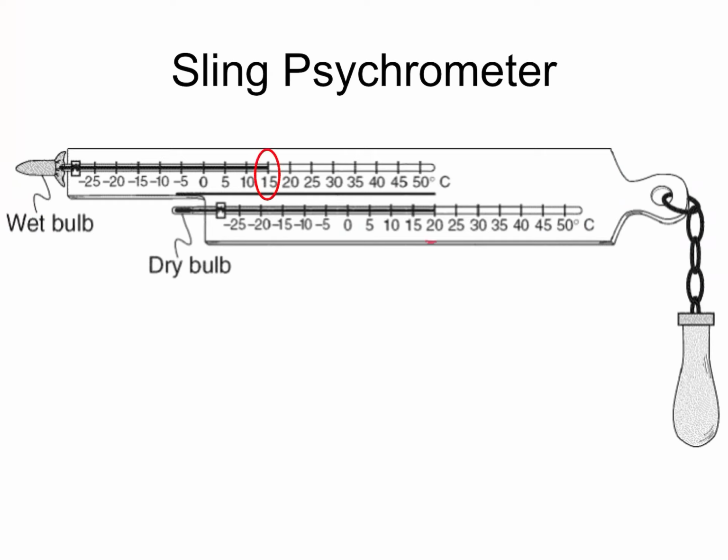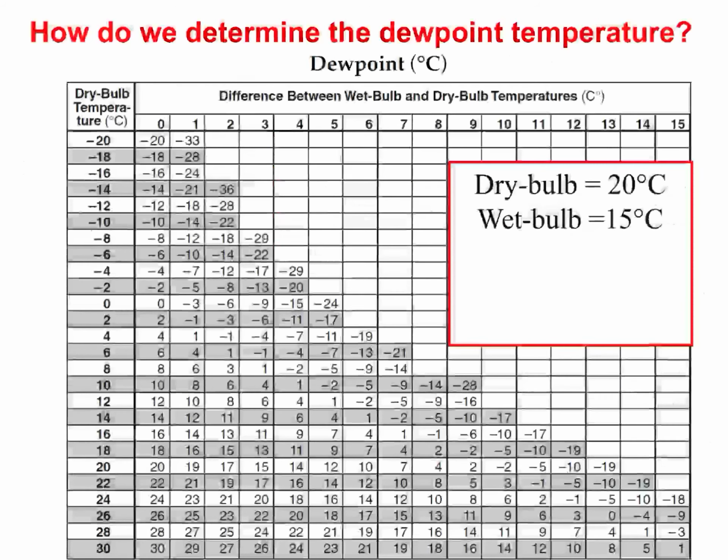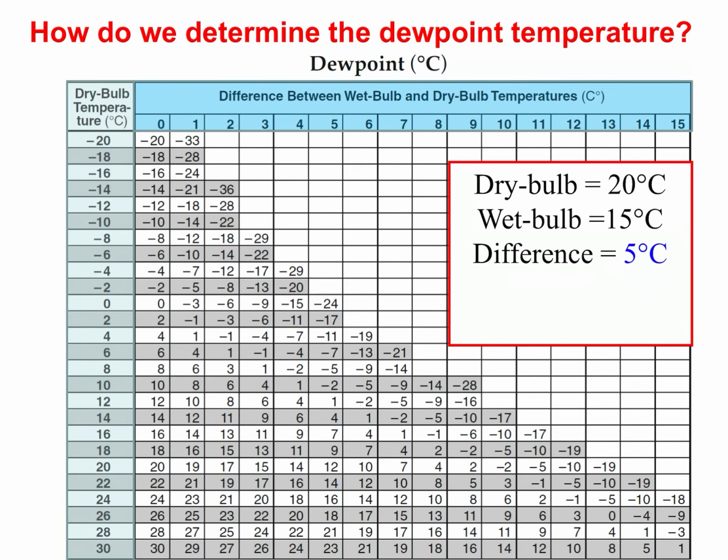All right, so right here, here's your sling psychrometer. We said 15 and 20. So that means that our dry bulb is 20. That's the air temperature, right? This is the first example on your worksheet. That means that our difference is 5. So now take a look.